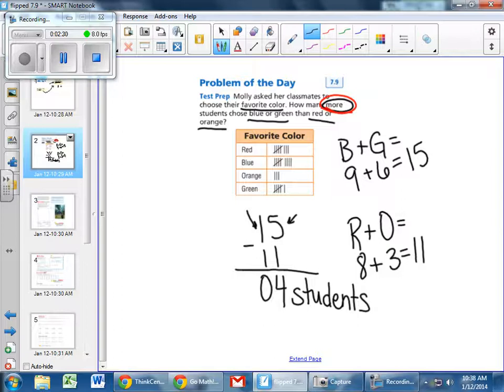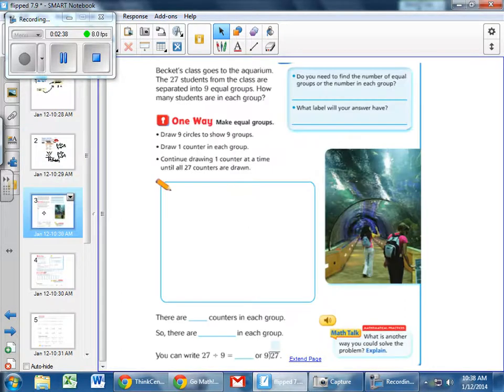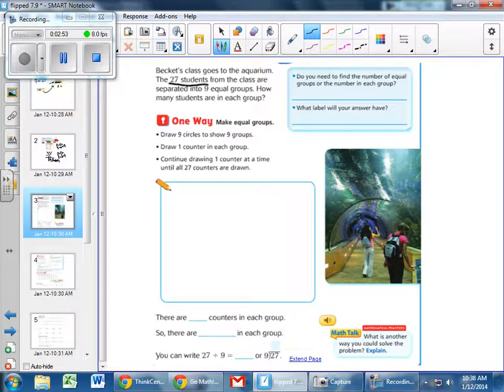Multi-step story problems. Okay, we are working in your math journals on page 287 today, and we're looking at strategies to solve division by 9. Looking at our real-world problem, Beckett's class goes to the aquarium, but 27 students from her class are separated into 9 equal groups. How many students are in each group?